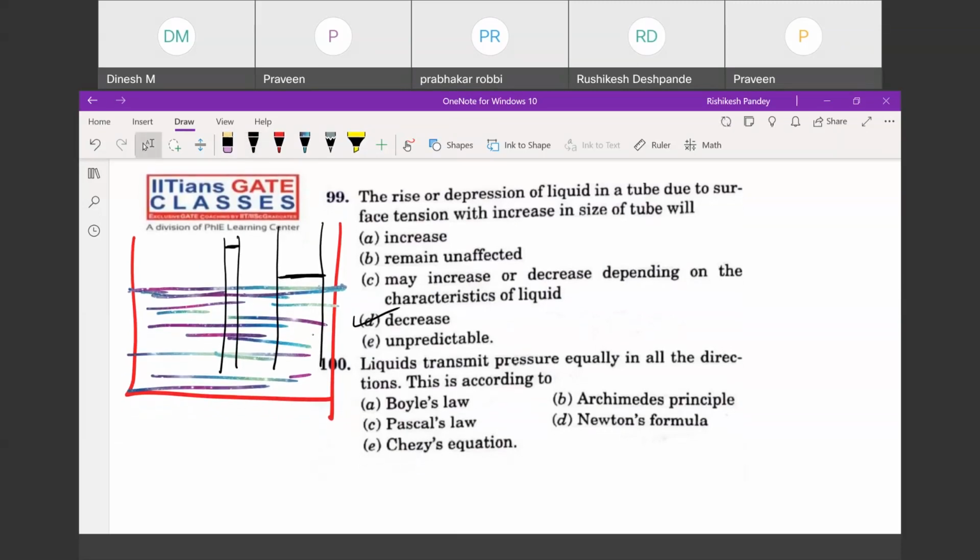That's why for capillarity the size of the tube should be very small. Size of the tube should be smaller.